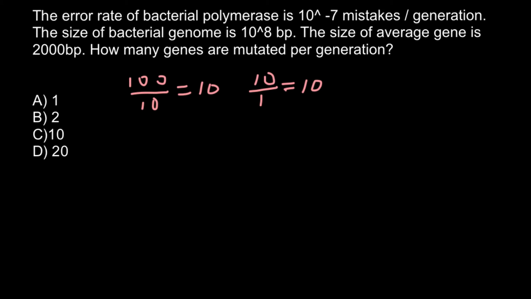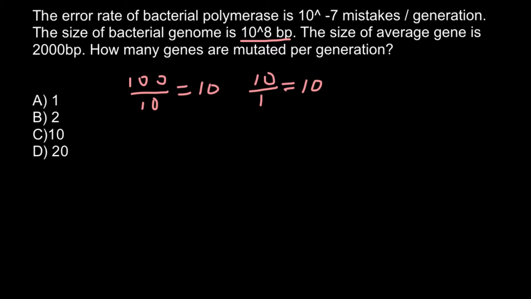The error rate of bacterial polymerase is 10 to the power of -7 mistakes per generation. The size of the bacterial genome is 10 to the power of 8 base pairs. The size of an average gene is 2000 base pairs. How many genes are mutated per generation? Let's start with this number. So what does that basically mean?